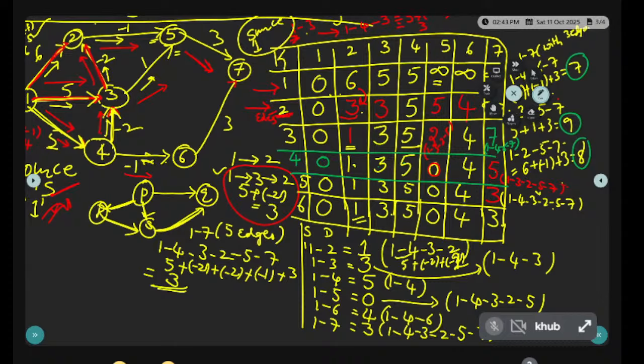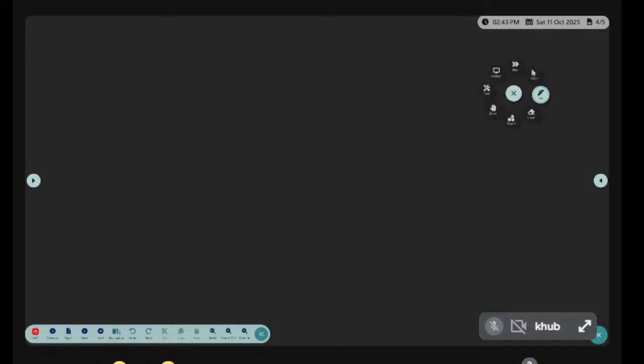Once it is over, we'll move on to the next application. What is the next application? 0 by 1 knapsack problem. This is a knapsack problem.